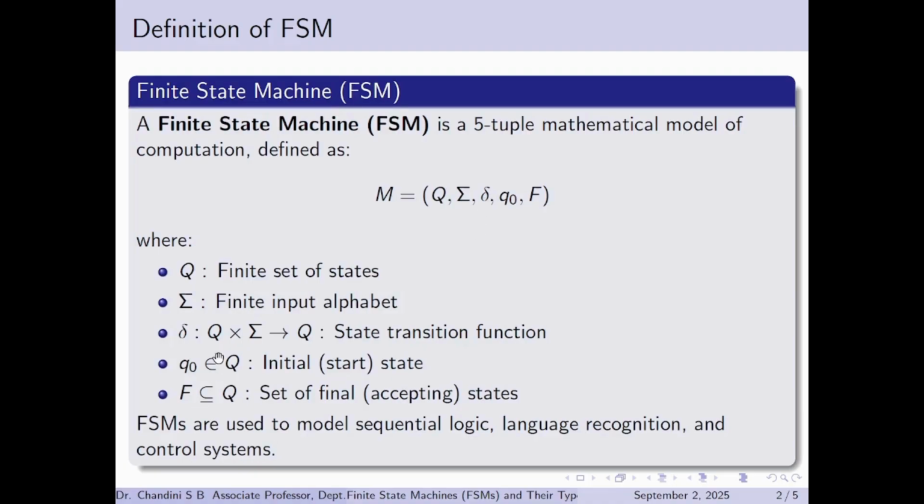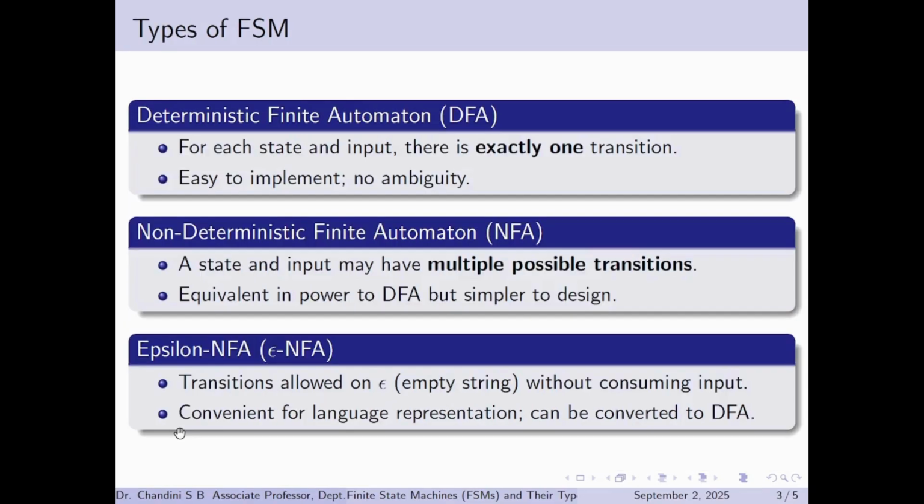Delta is the transition: for the states and the given input alphabet, there is a state transition, so this represents the state transition function. q0 is the initial state and F is the final state. Finite state machines, or FSMs, are used to model sequential logic, language recognition and control systems. There are different types of finite state machines.